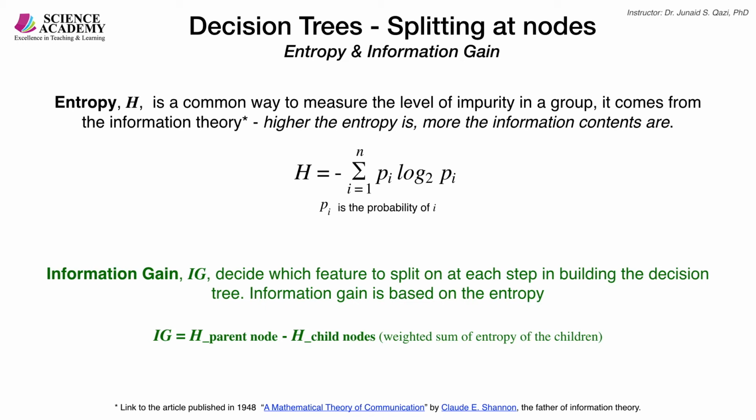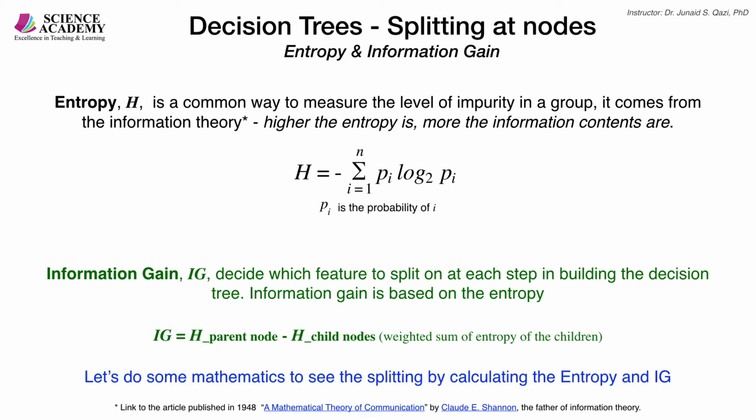Now it comes to the information gain, which is based on entropy. Information gain decides the feature to split on at each step while building the decision tree. Information gain is equal to the entropy of the parent node minus the weighted sum of entropies of the children. Let's do some mathematics to see the splitting by calculating the entropy and information gain.